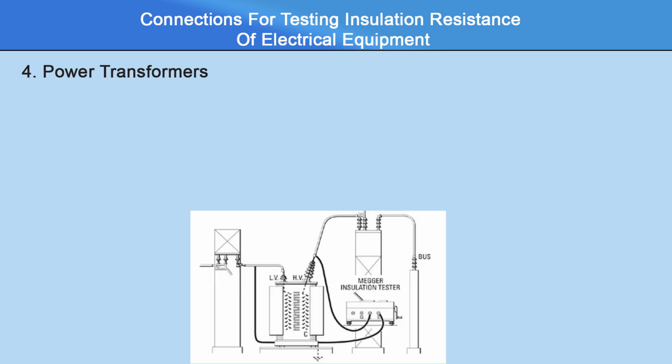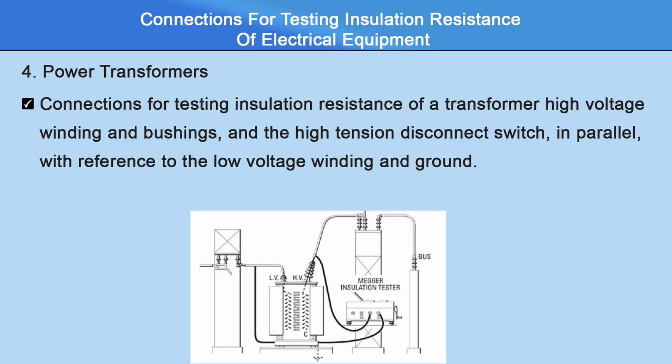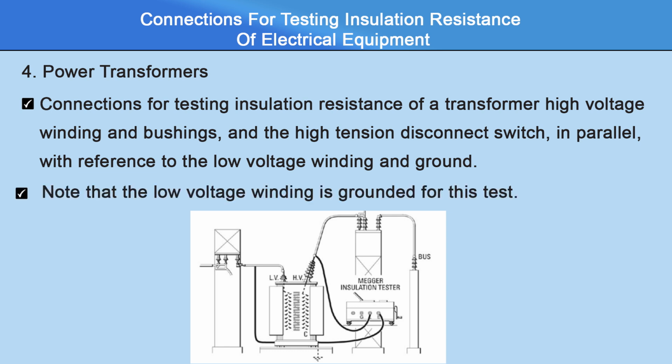Next is power transformer. Figure 12 shows the connection of the megger or the insulation tester with the power transformer. These are the connections for testing insulation resistance of a transformer, high voltage winding and bushings and the high tension disconnect switch in parallel with reference to the low voltage winding and ground. Note that the low voltage winding is grounded for this test.